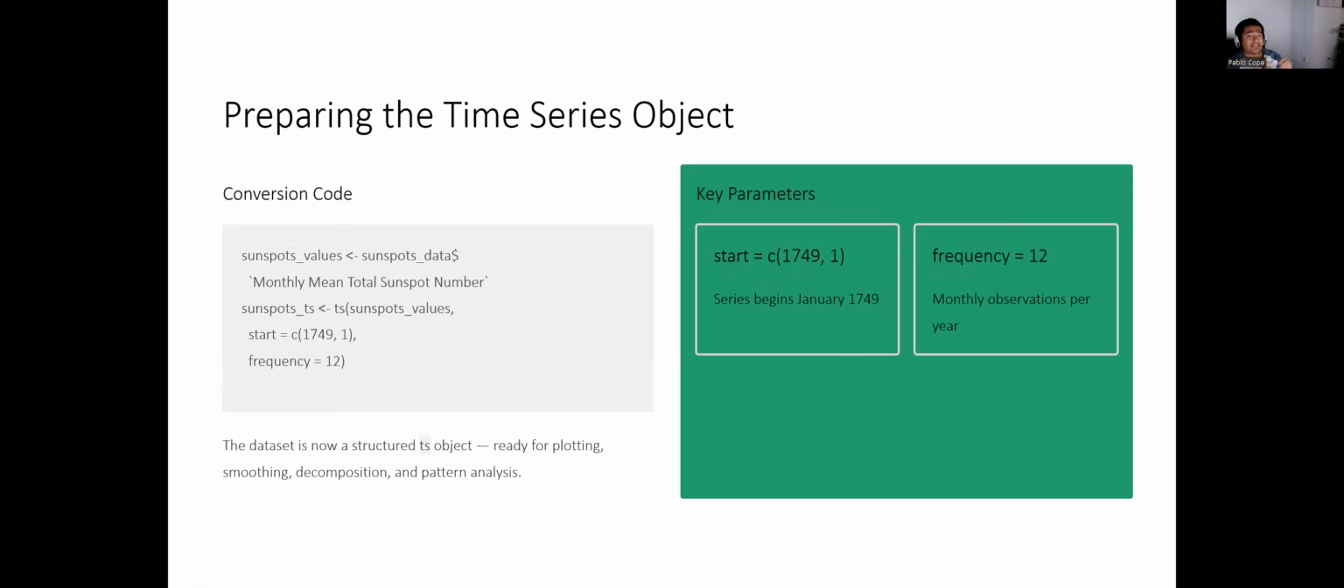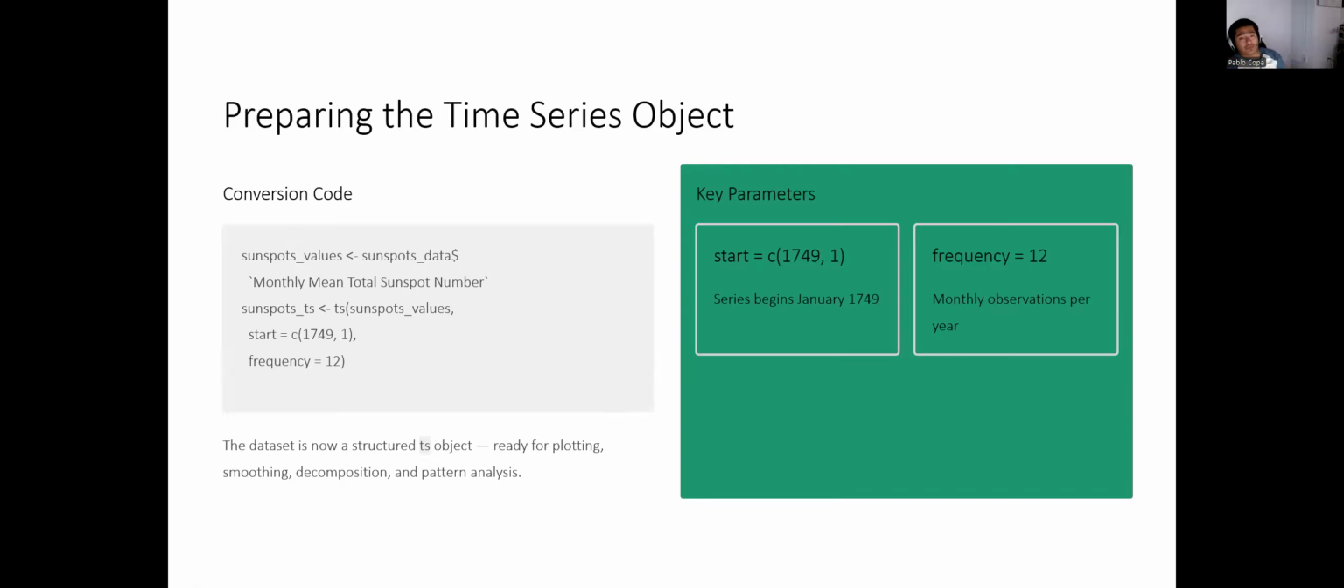I used the TS function for this step. And I selected the column that contained the monthly mean total sunspot number. Then I defined the starting point as January 1749. I also used a frequency of 12 because the data was monthly.